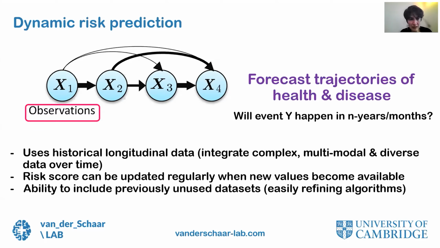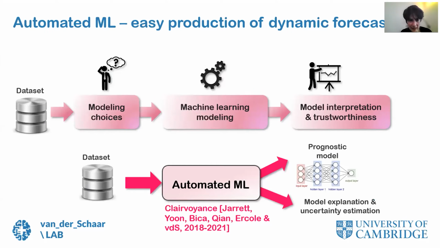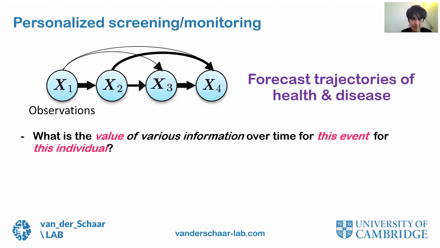This also provides us with the ability to include previously unused data sets, thereby easily refining the algorithms. Again, we can rely on AutoML methods, this time for such longitudinal data to issue dynamic forecasts. And we have developed tools such as the Clairvoyance tool, which again was developed together with the clinician to issue such dynamic forecasts over time.